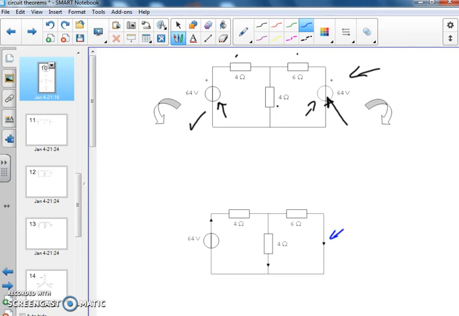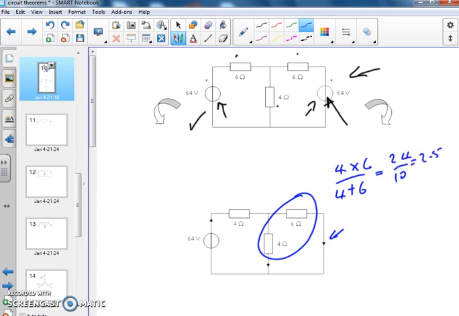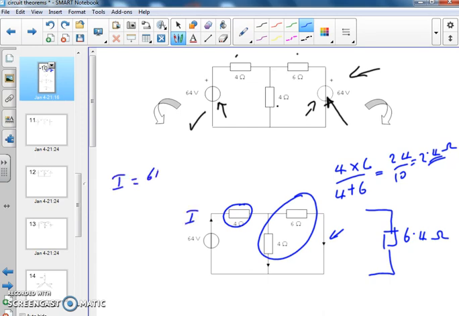So looking at the circuit on the right hand side, I see I've got two parallel components there. Product over sum for that is going to give me 24 over 10 or 2.4 ohms. So 2.4 ohms there plus the 4 ohm resistor gives me a total resistance for the whole circuit of 6.4 ohms. So the current that flows out of the 64 volt generator on this side, I, is going to be 64 volts divided by 6.4 ohms, which is 10 amps.